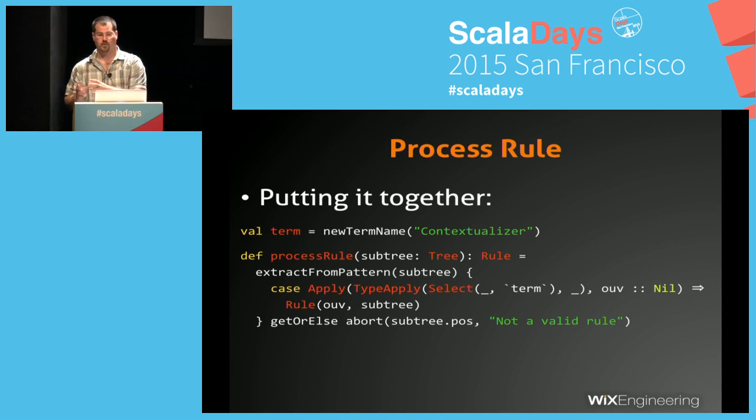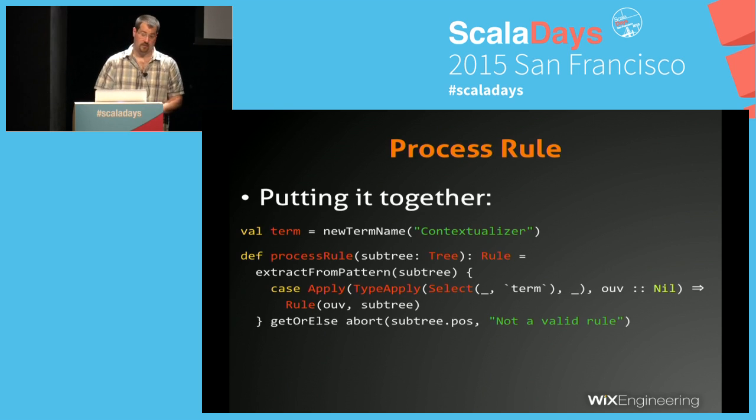This allows me to build an actual rule. It allows me to build a domain object within the macro implementation that lets me deal with only the small bits that I'm interested in, which in this case are the object under validation and the entire subtree that represents a particular rule.